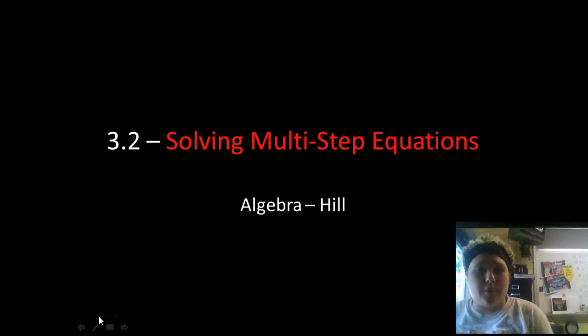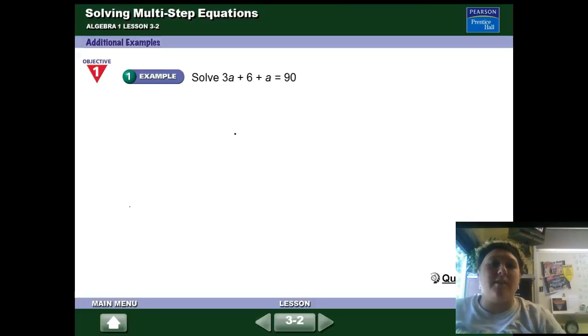Today we are working on 3-2, which is solving multi-step equations. Alright, our first problem here says solve 3a plus 6 plus a, which equals 90. So our goal here is to get a by itself. How we do that first is we need to combine our like terms.